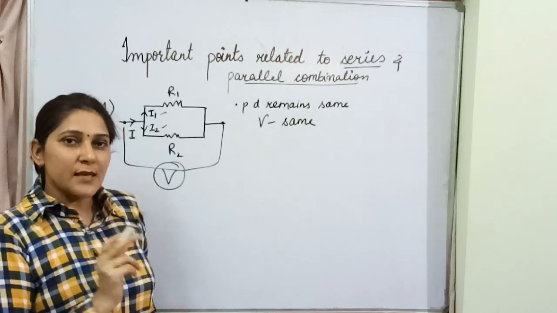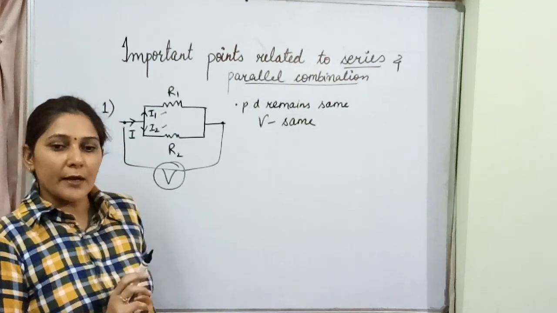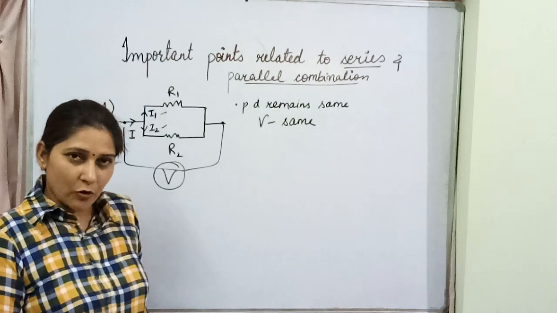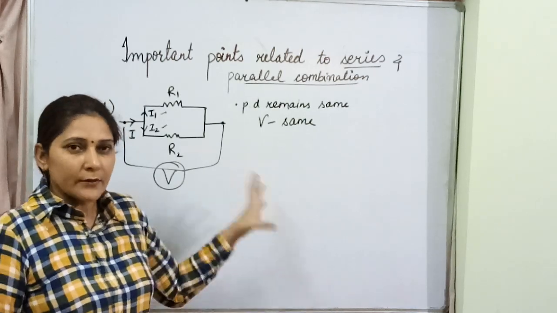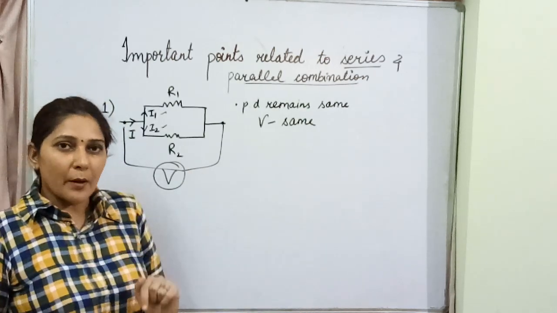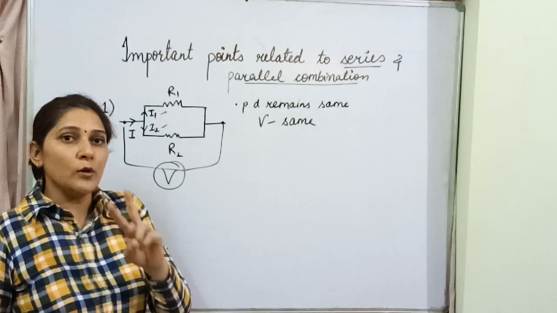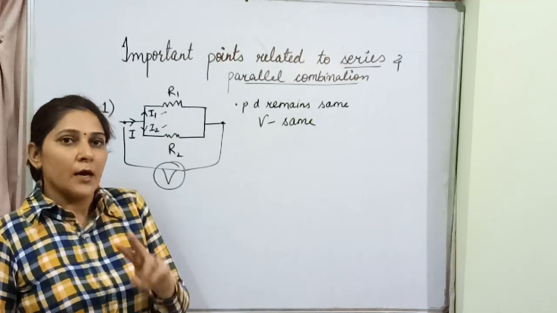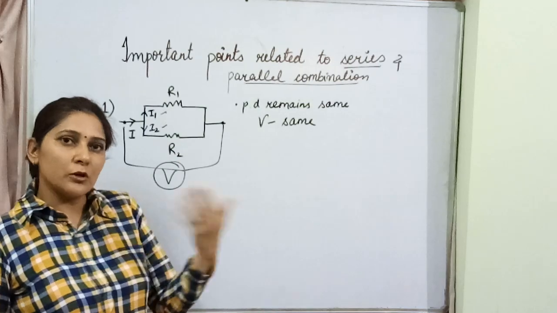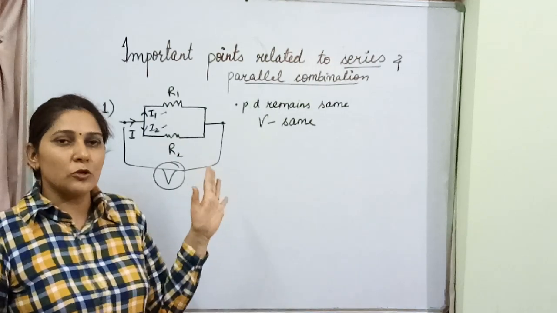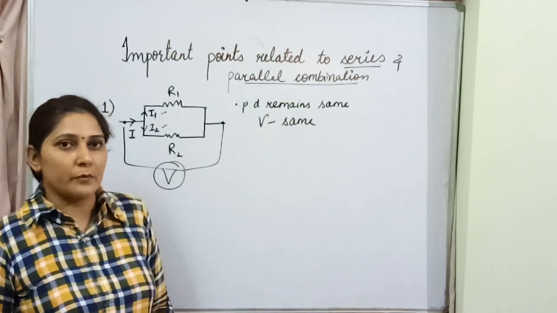Okay? So when the examiner asks you to find out I1 and I2, how can you directly apply a formula to find out I1 and I2? That we are going to learn over here. But remember, this is possible only when two resistors are given to you. Otherwise, if more than two are there, then you need to find the equivalent resistance, then apply Ohm's law, and that will be a different process.